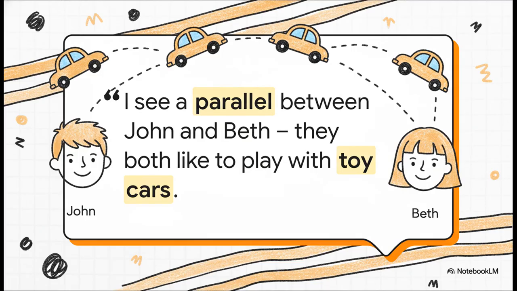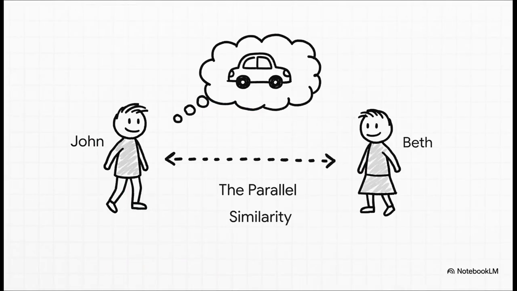Here's a great example right from our source material. The speaker says they see a connection, a similarity, between two different people, John and Beth. So, if you break it down, the parallel here is the similarity that exists between John and Beth. And the reason for that parallel: they both like playing with toy cars. I mean, this is a huge leap, right? We've just taken a word from geometry and used it to describe human behavior. But we've kept that same core idea of a side-by-side comparison.